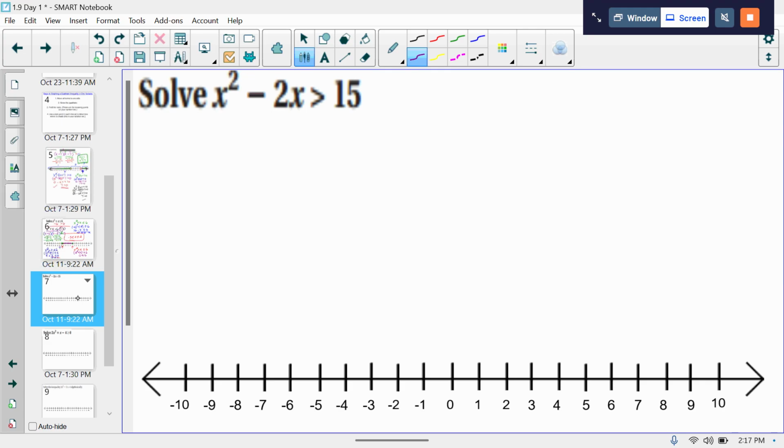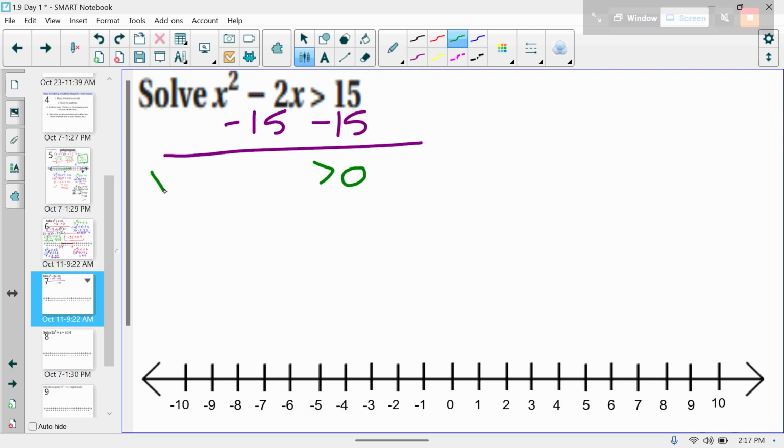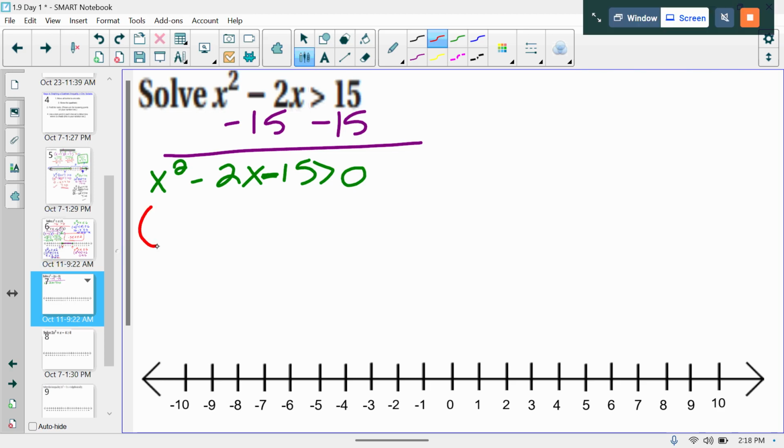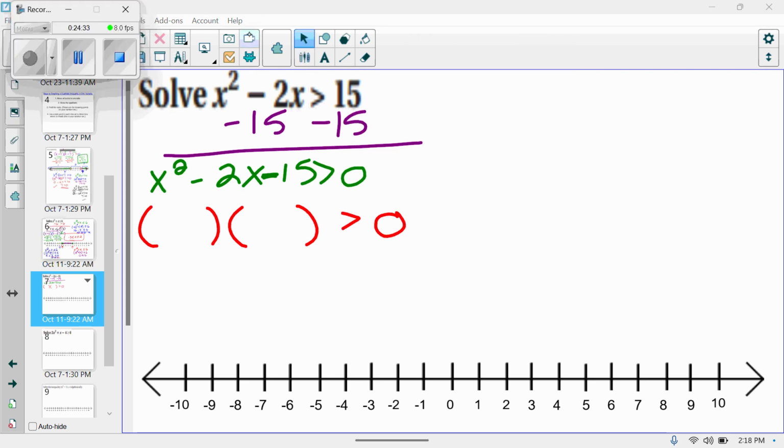So again, it's got to have 0 on one side. So we've got to get rid of this 15 first thing so that it says 0. We're just going to write x squared minus 2x minus 15. How do we solve this? Again, there's options. We could use the quadratic formula, but maybe we can factor it. So we should try that first, okay?